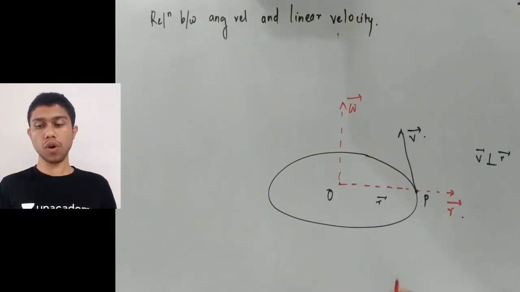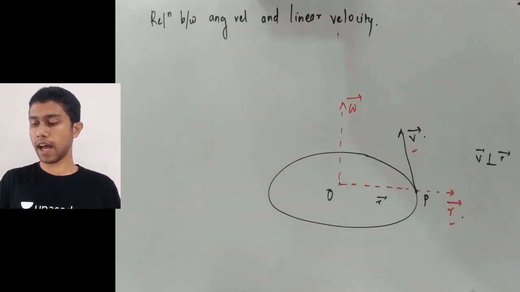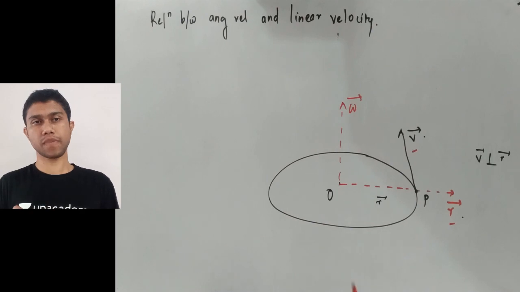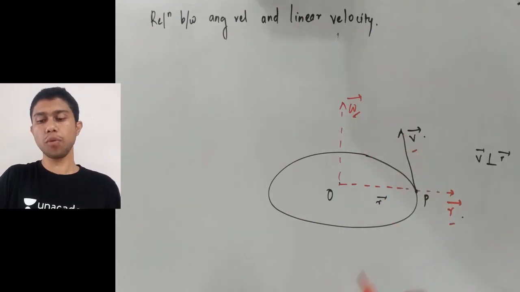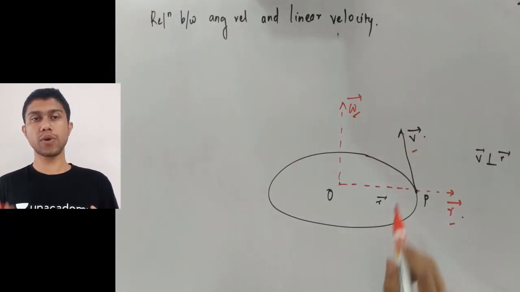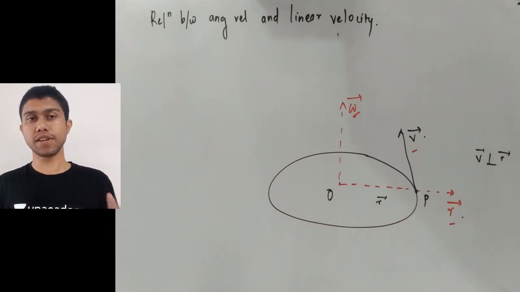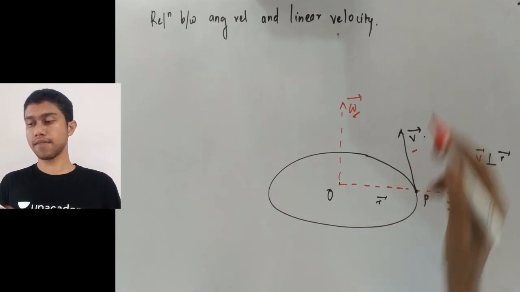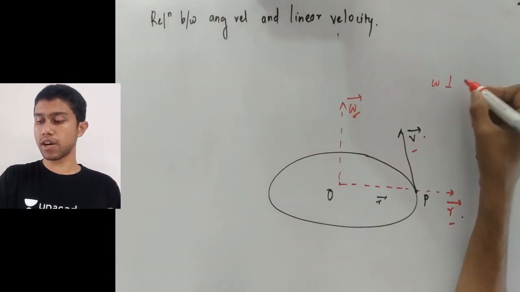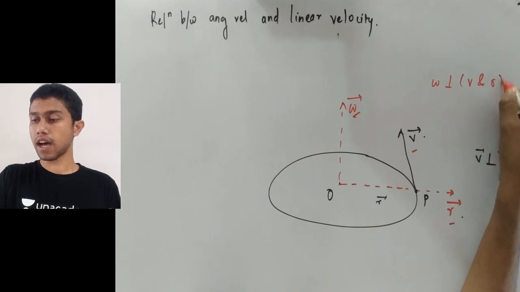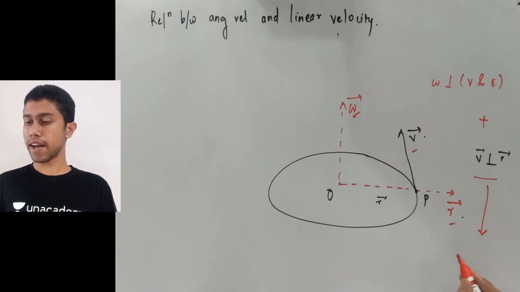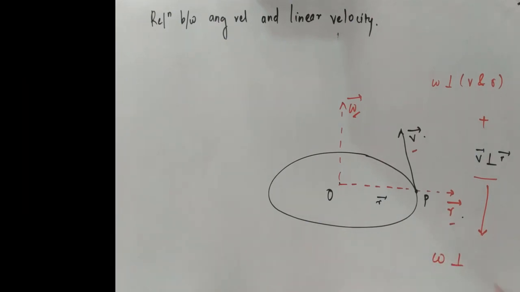Okay, so I can say that V and R lie in the same plane as this circular path. And second point, I can say this omega lies perpendicular to the plane in which this circular path lies. So can I say that omega is perpendicular to both V as well as R? So I can write omega is perpendicular to V and R. And also I know this thing. So elaborating it, can I write omega is perpendicular to V and omega is perpendicular to R?